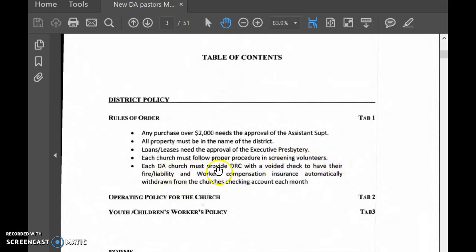And each district affiliated church must provide the DRC with a voided check to have their fire and liability and workers' compensation insurance automatically withdrawn from the church's checking account. Now you might be thinking, well, what does that mean? Each district affiliated church must go with the insurance carrier recommended by the district, which is Church Mutual.